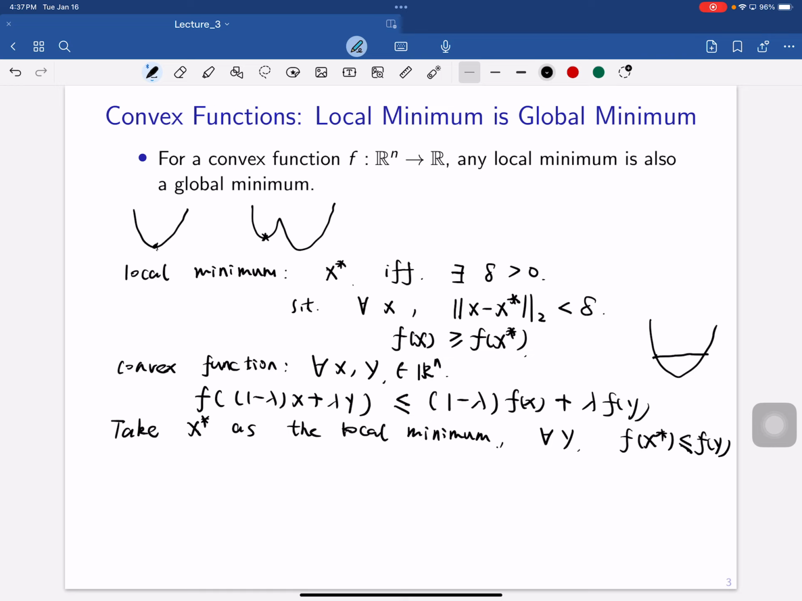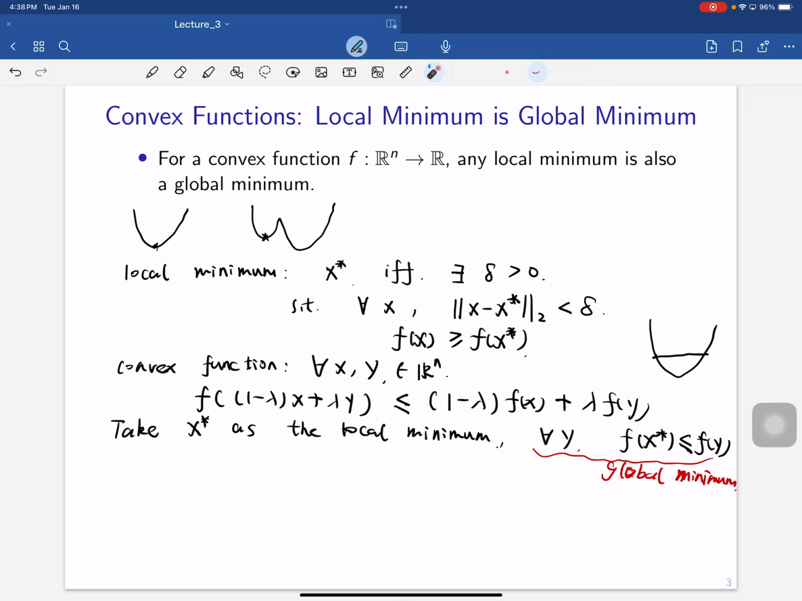This is what it means to be a global minimum. Okay, that's what we want to prove. And in order to prove that, we are going to use the definition of the local minimum and convexity, right? Okay, first I'll recognize that since f is a convex function, we have this property, right?